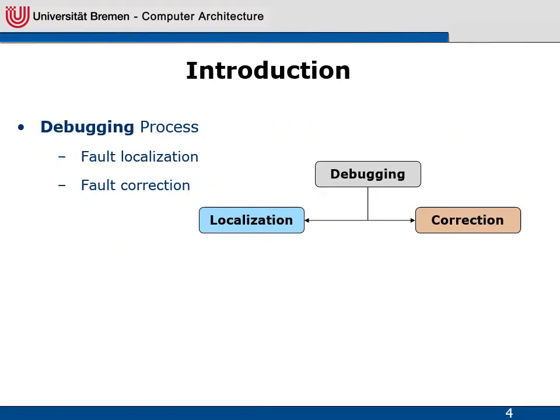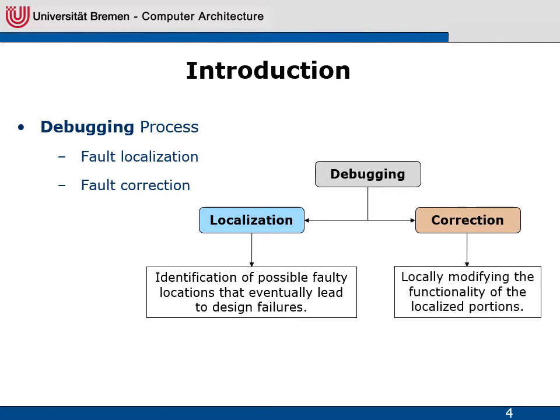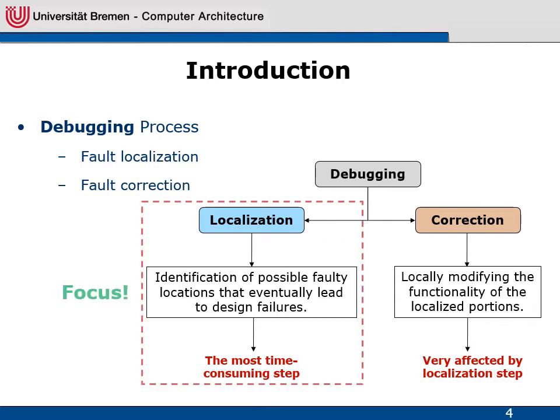In general, the debugging process consists of two main steps: fault localization, meaning the identification of possible faulty locations that eventually lead to design failures, and fault correction, which means locally modifying the functionality of the identified portions. Fault localization is considered the most time-consuming step in the debugging process, and its quality affects the fault correction step. In this work, we focus on the fault localization of SystemC HLS designs, the critical step of the debugging process that typically takes a significant amount of time and effort from designers.